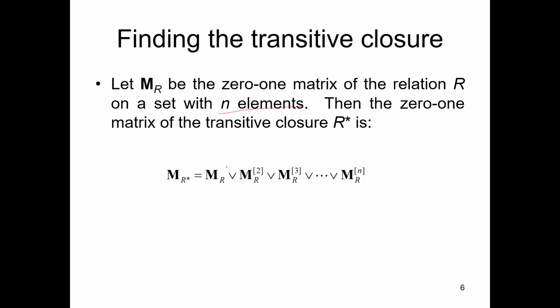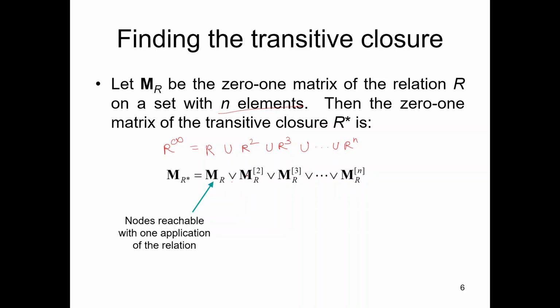MR, now in case of relations, we take the union, right? We take R union R square union R cube and union R raised to n. That gives us R star or R infinity. But in case of matrices, this operation is called a join. Now let's see how it is done.